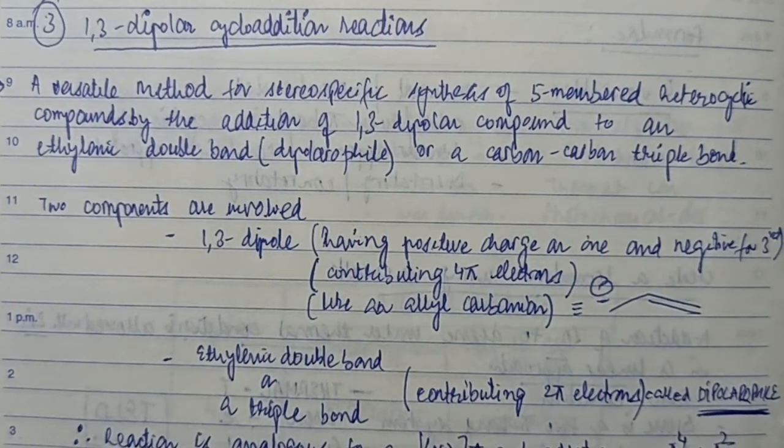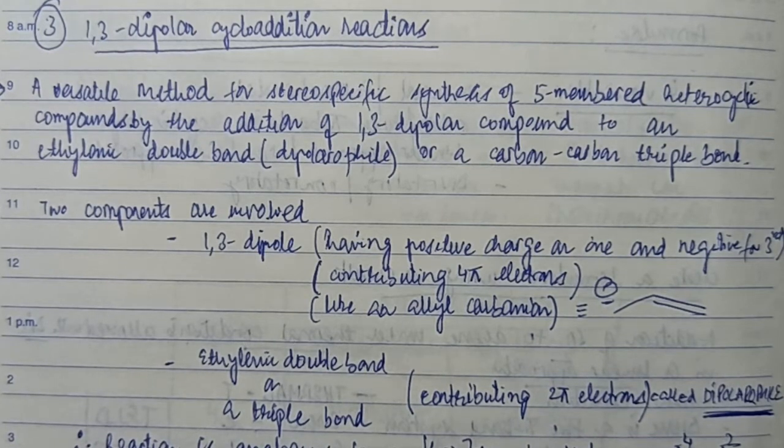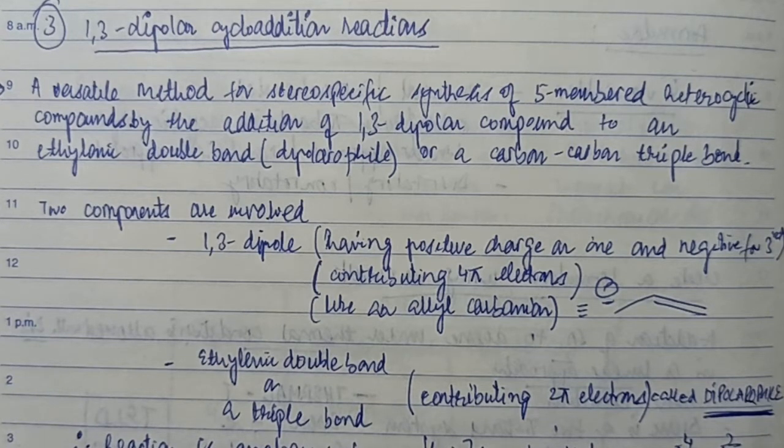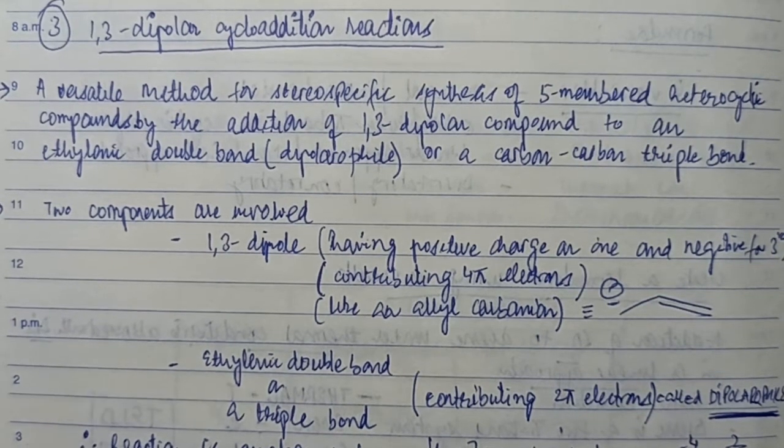So what we are trying to say is that this is a kind of cycloaddition reaction in which two components are involved. The first component here is a 1,3 dipole, an ionic species having opposite charges on the first atom and third atom, and the second reactant in the cycloaddition reaction would be a dipolarophile.